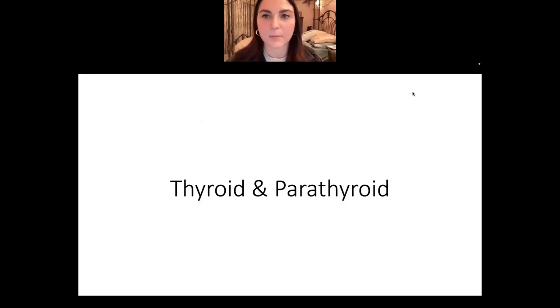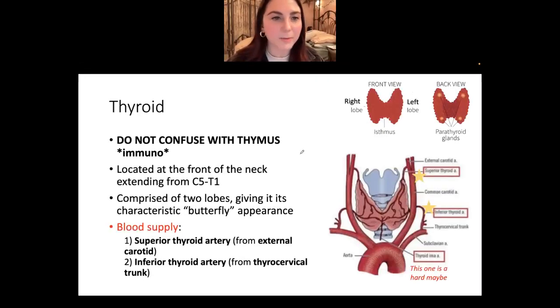Okay. All right. Thyroid and parathyroid. The first thing I want to say with thyroid is do not confuse it with the thymus. The thymus was on your syllabus, but I'm not covering the thymus in this at all, because the thymus is an immune organ. It's kind of like me refusing to cover the spleen in GI. The thymus is an immune organ, and it really has nothing to do with the endocrine system.